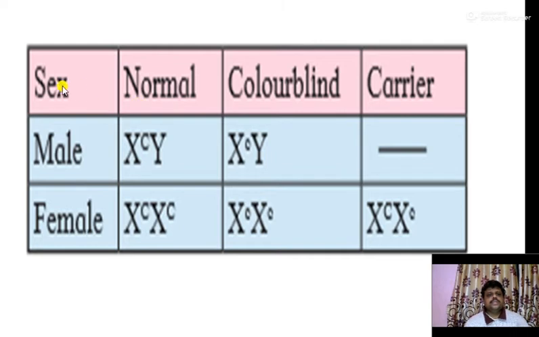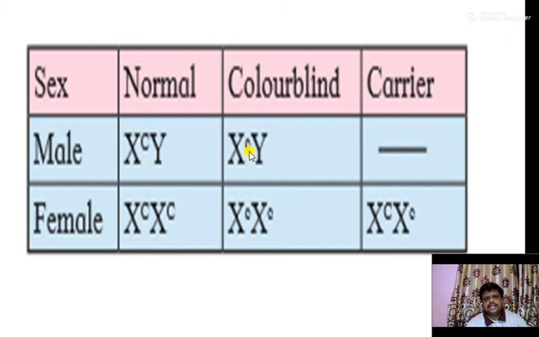Let us see the example given on this side: normal, colorblind, and carrier. This one is a male, and this male is normal. It consists of the X dominant gene, XC, and the Y. So this is definitely a normal male. Then this is a female, because there are two X genes, and both are dominant. So this is a normal female.